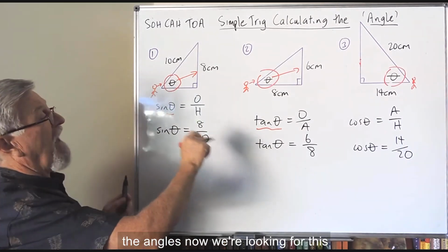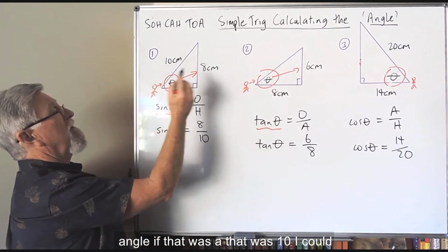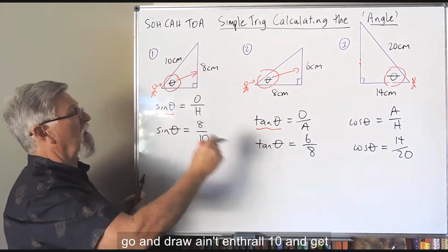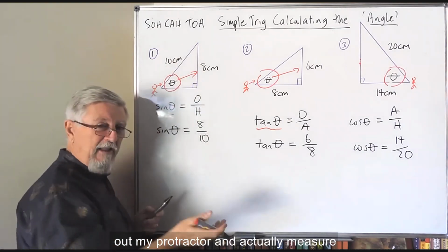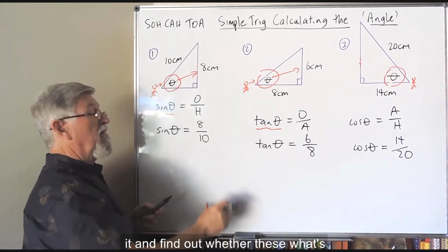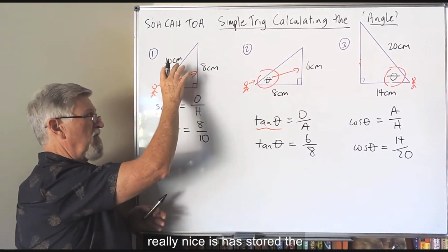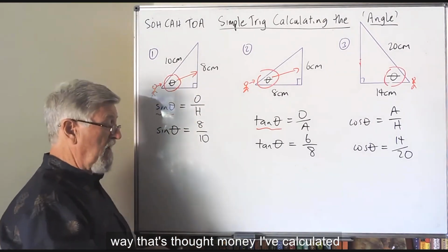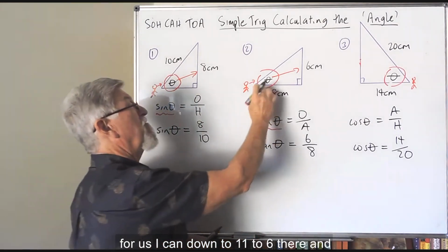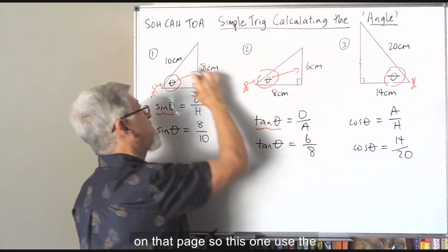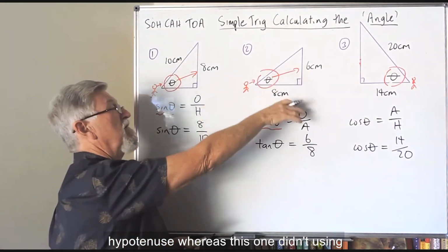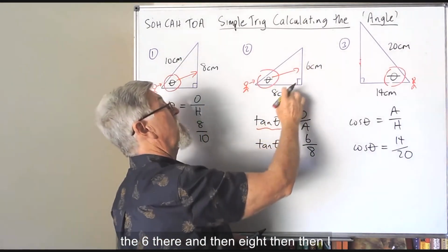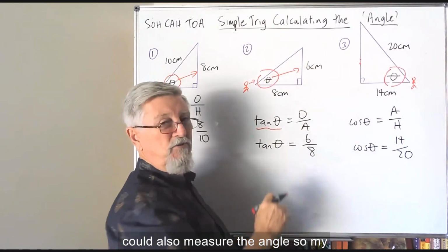Now I was talking about the angles. We're looking for this angle. If that was 8 and that was 10, I could draw 8 and draw 10, get out my protractor and actually measure it and find out what it is. What's really nice is that the calculations, if we get them in the right way, are stored on our calculator for us. I can draw one that's a 6 there and an 8 there. This one used the hypotenuse, whereas this one didn't. With the 6 and the 8, I could also measure the angle.